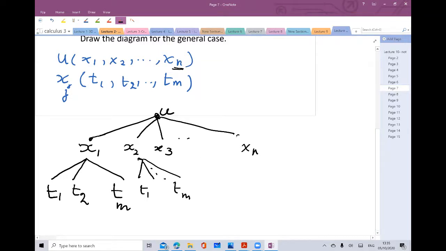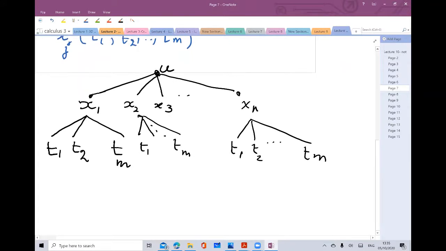Same thing, these x1 up to xn, and again we'll have t1, t2 up to tm. Okay, this is the general tree diagram for any case. So when I do partial derivatives, if I want the derivative with respect to, say, t1, it actually occurs in each one of these branches. But actually my final function will have n terms.